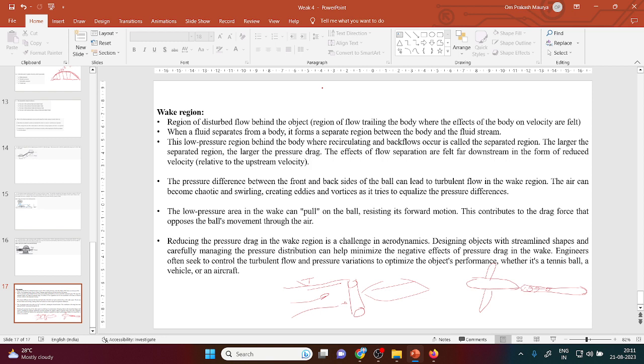So scientists and fluid mechanics researchers are trying to reduce this wake region, because inside the wake region pressure drag is developed. So we are trying to design something such that the wake region is decreased and the pressure drag is decreased, so the efficiency of the aeroplane, or whatever is moving in the fluid, will increase. So that is the concept. When you go through this line by line, you will definitely get some confidence.